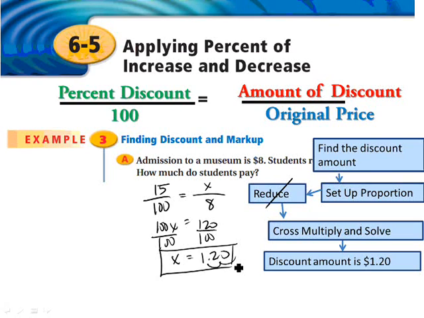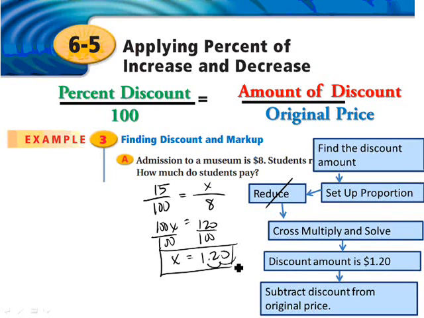Keep in mind that the discount dollar amount is what is taken away from the original price. So subtract the discount amount from the original price, and we get a total of $6.80.